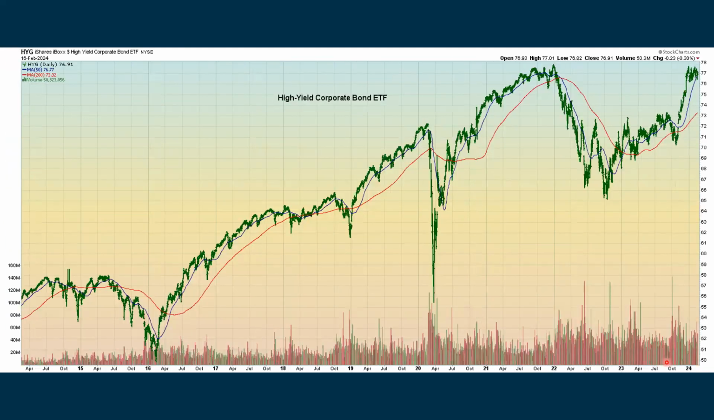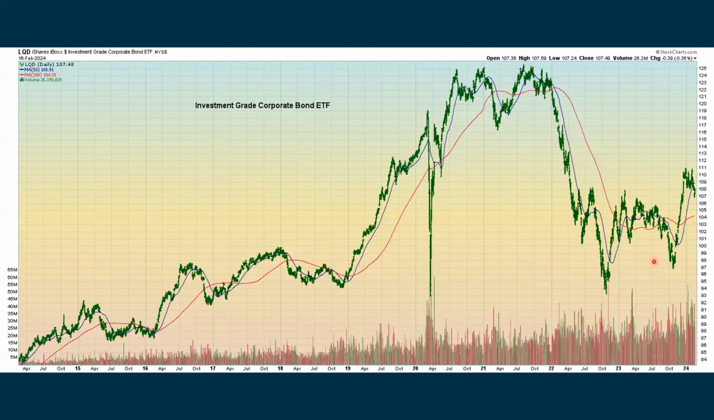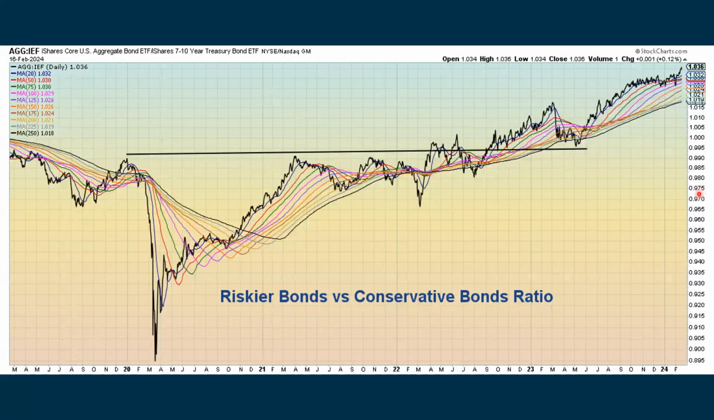These are high-yield corporate bonds, which we often call junk bonds. They're in a solid uptrend, but they haven't set a new all-time high, at least yet. Investment-grade bonds are also in an uptrend, but they've been pulling back recently. And we look at riskier bonds and compare them with more conservative bonds. When this is going up, folks are preferring the riskier bonds because they give a higher yield. They're willing to take on that risk.